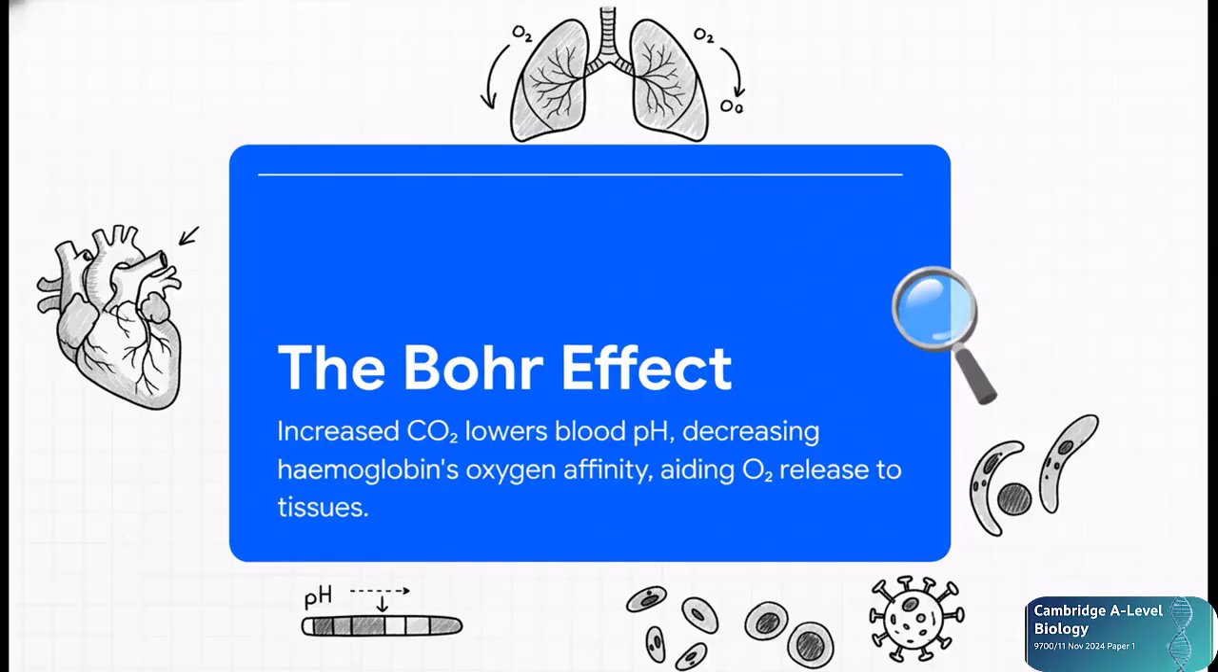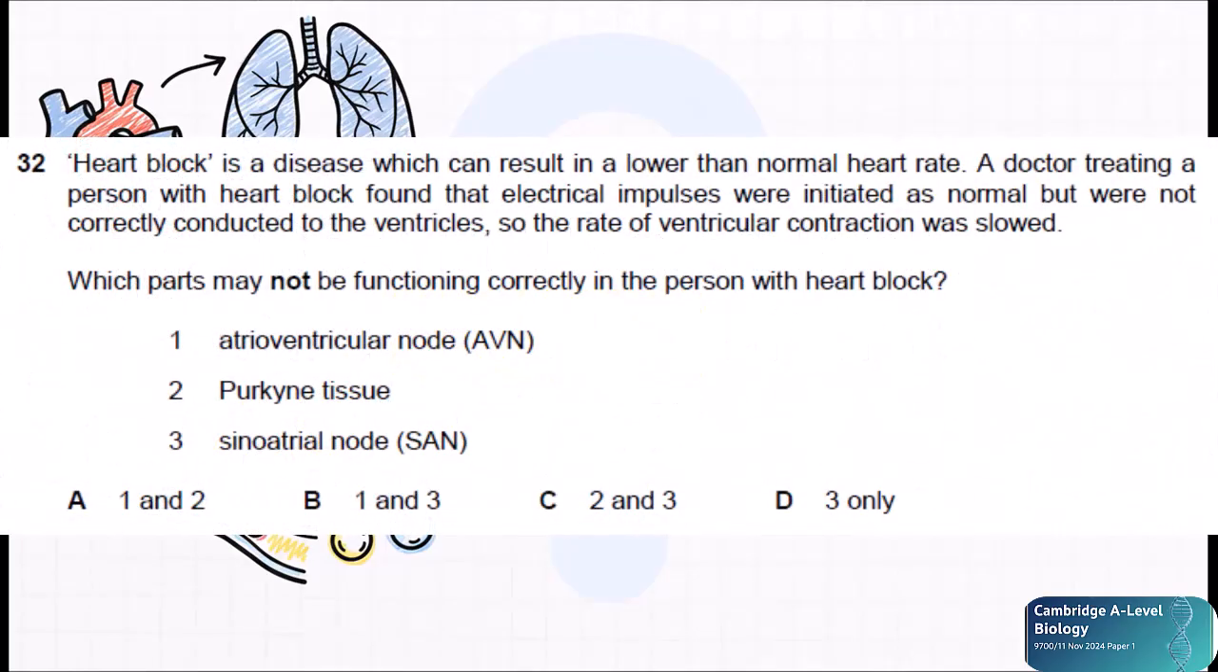And here's the magic part, that change in pH actually changes the shape of the hemoglobin molecule. This makes it less sticky to oxygen. It basically forces the hemoglobin to let go of its oxygen right where it's needed most. And that whole process is described perfectly in option D. Moving on to question 32, which is more of a clinical application.